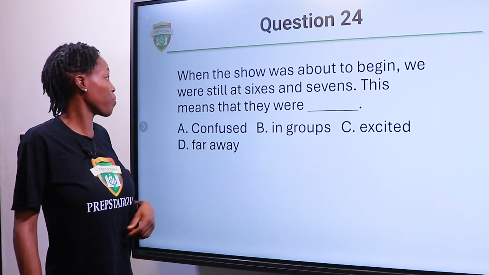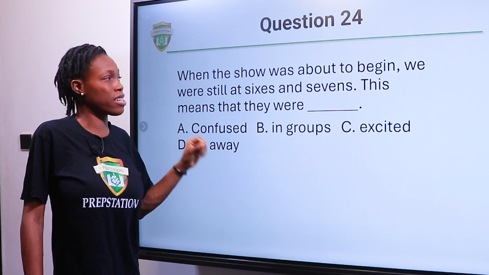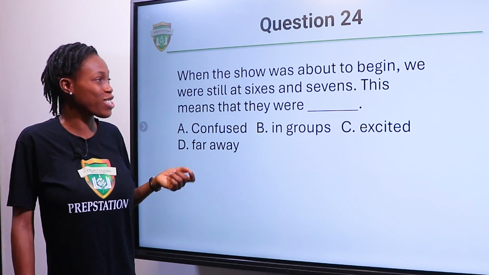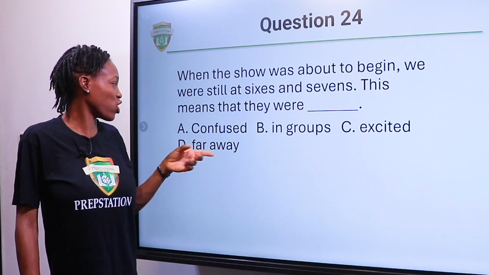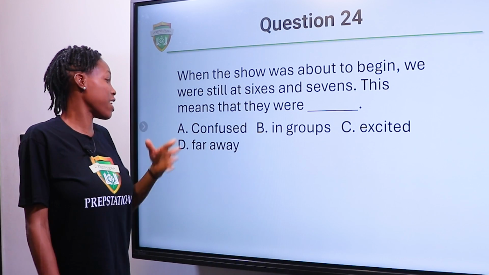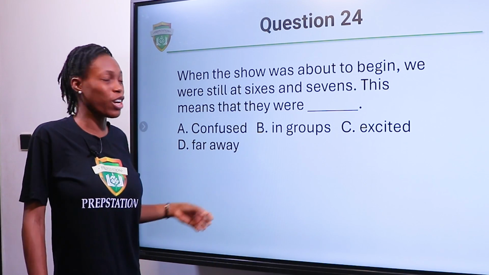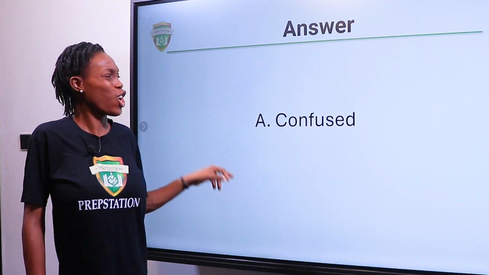Question 24. When the show was about to begin, we were still at 6s and 7s. That's an idiom. This means that they were dash, A, confused, B, in groups, C, excited, D, far away. Don't be fooled by the number 6s and 7s. The answer is confused.